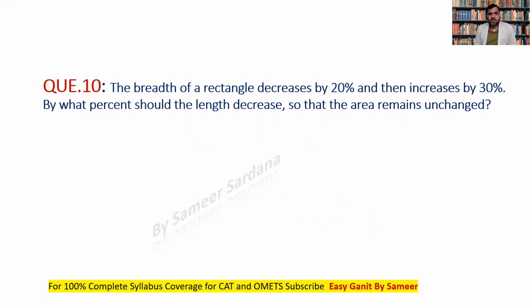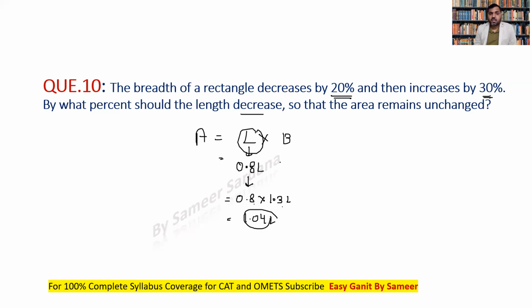Now, the breadth of a rectangle decreases by 20% and then increases by 30%. By what percentage should the length change so that the area remains unchanged? See guys, rectangle area we know is L into B. It says the breadth first decreases by 20%, that means it is made 0.8 times of the old value. And then it increases by 30%, so that means now it is 0.8 multiplied by 1.3 times. So my new value is 1.04, that means an increment of 4%, so overall it has been increased by 4%.